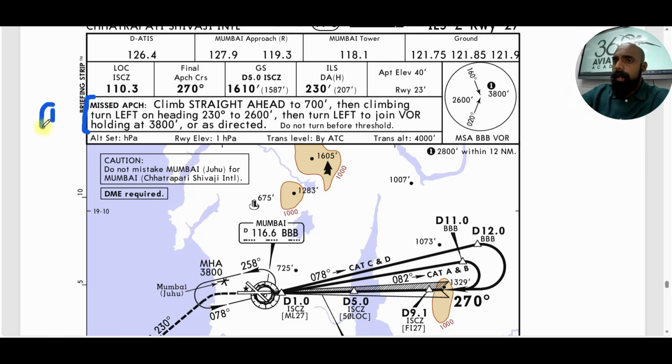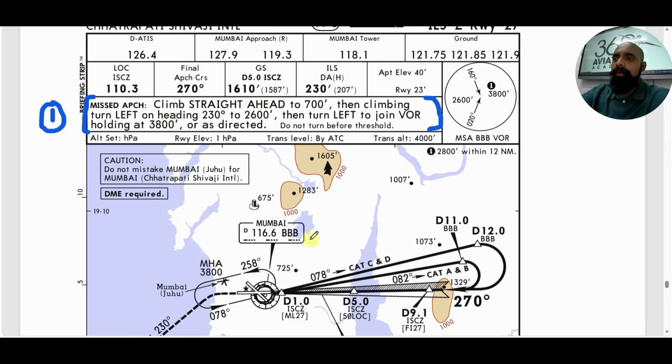Number one would be here, where in great detail they have mentioned the entire approach procedure, right? So you can see that it says here, climb straight ahead to 700 feet, then climbing, turn left on heading 230 to 2600 feet, then turn left to join the VOR hold at 3800 feet, or as directed. They've also told you to not turn before the threshold. All right, so this is your text information about the missed approach.